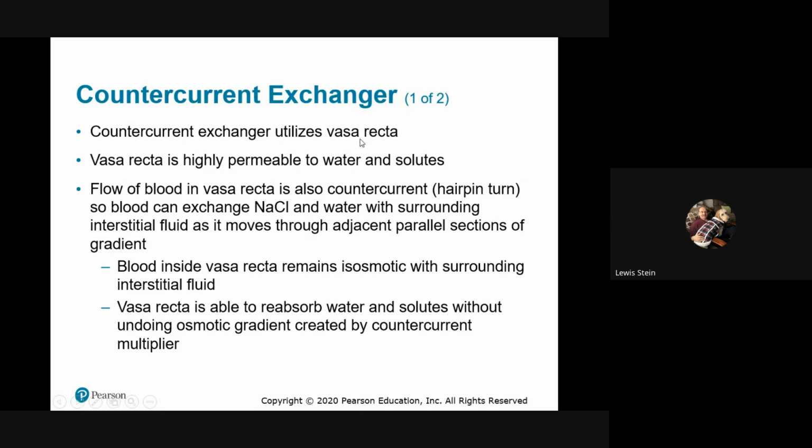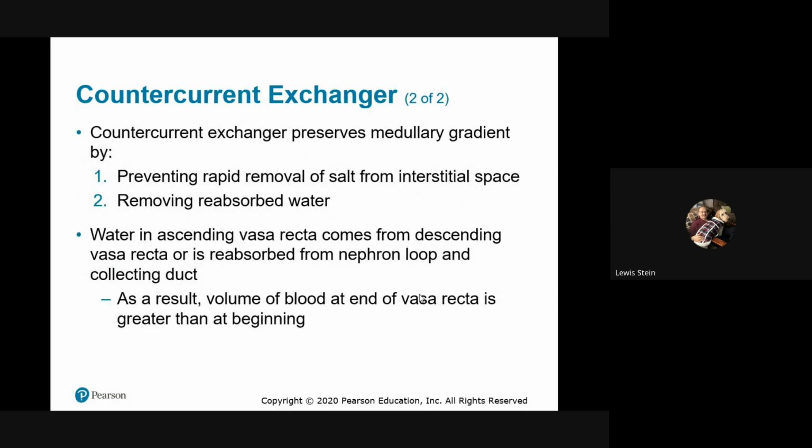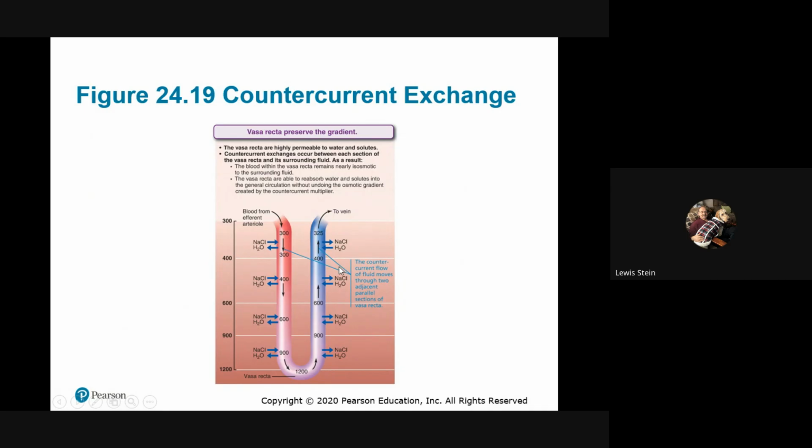The exchanger uses the blood vessels that are draped over it. Same thing, hairpin turn, okay? And while the blood inside the vasa recta remains isoosmotic, it is basically absorbing appropriately equal proportions of water and salt to maintain that. So it maintains it, doesn't over-concentrate it or under-concentrate it, and I know I'm getting more technical than I want. So the exchanger removes the salt and removes the water. Easier. Thank you for making that clear. That's all it's trying to show you what it does.